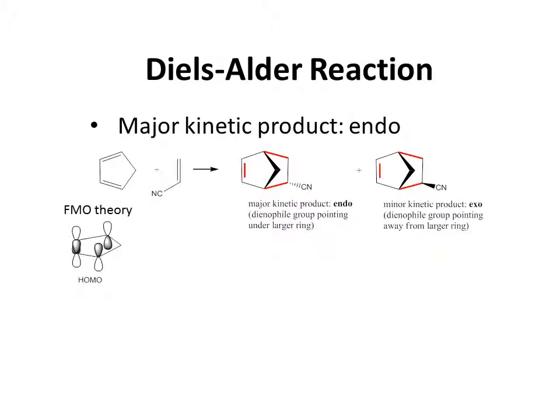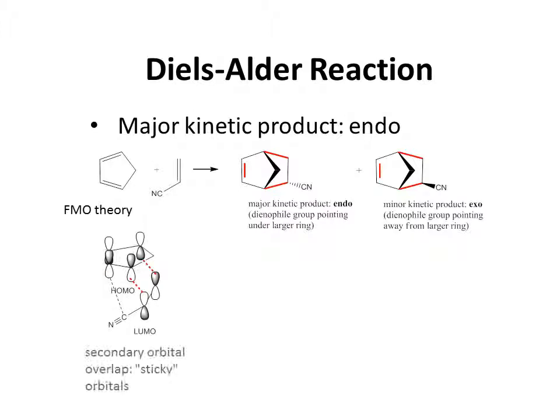According to FMO theory, the HOMO of the diene interacts with the LUMO of the dienophile. The orbital phases combine to form the sigma bonds, but there's also a secondary orbital overlap between C triple bond N and the back lobes of the HOMO, which lowers the activation energy and makes the reaction faster. You can also call these sticky orbitals.